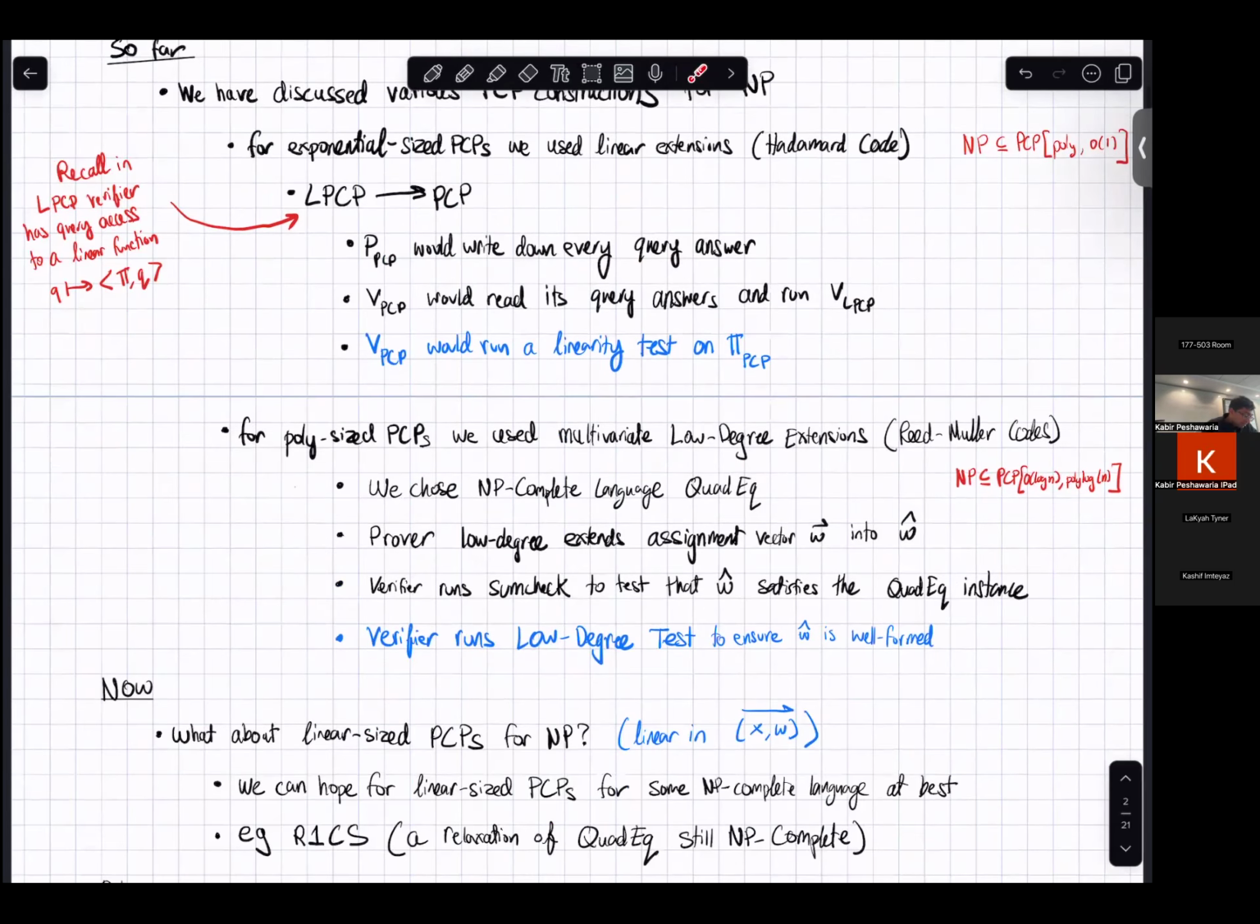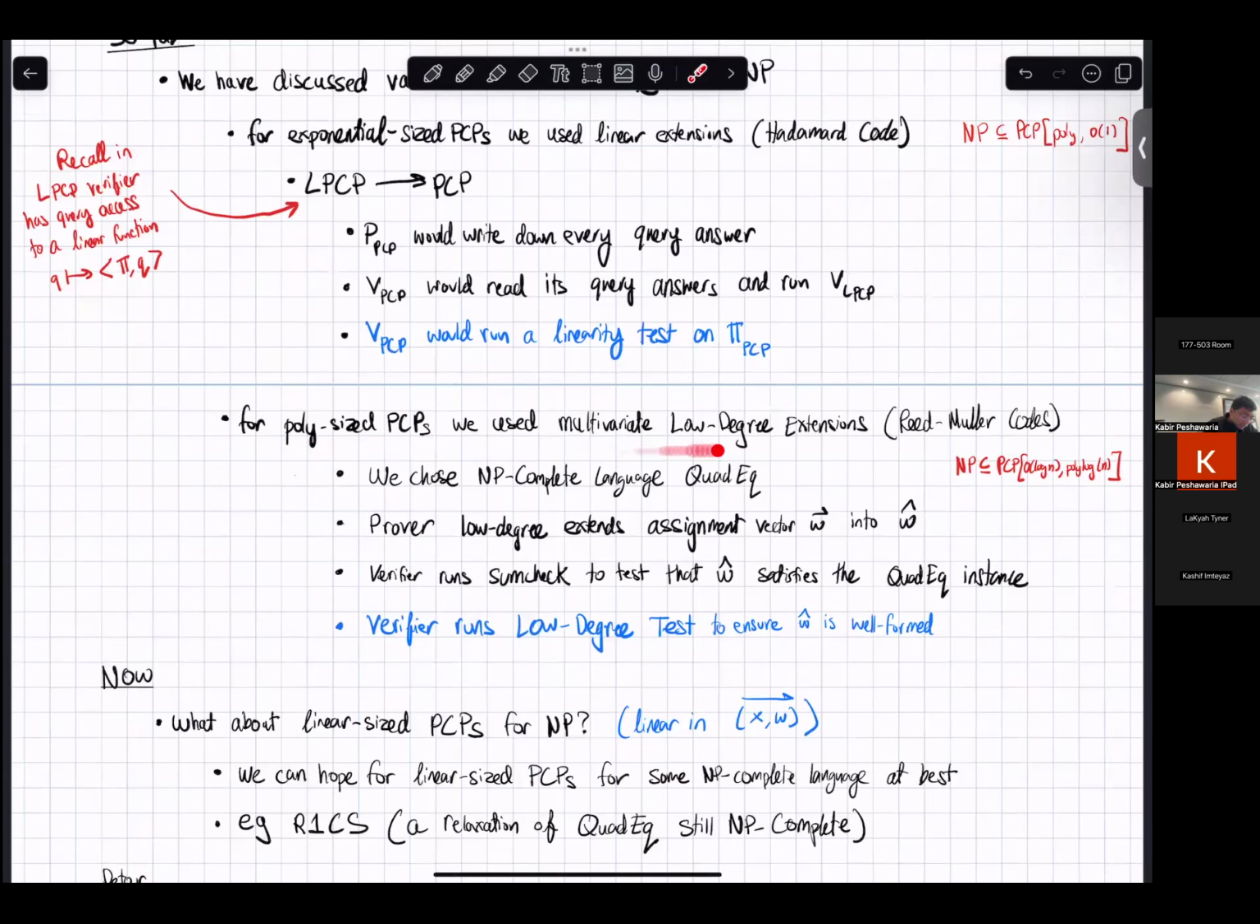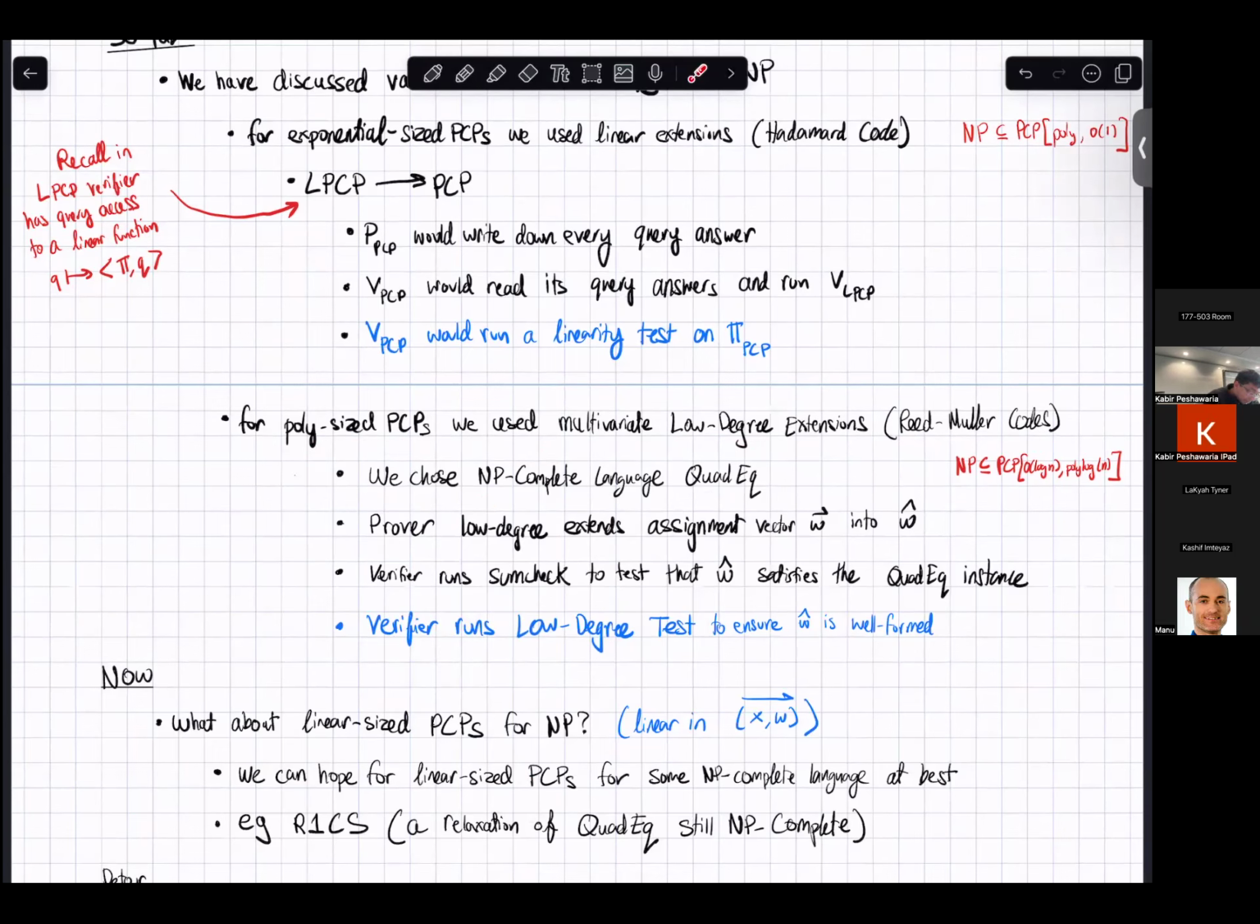Cool. For poly-sized PCPs, we use these multivariate low-degree extensions. Another way to talk about that are Reed-Muller codes. Just a quick recap of how we did that. We chose some NP-complete language. In this case, it was quadratic equations. And then the prover low-degree extends some assignment vector W into this W hat, let's call it, right? And W hat is now a multivariate polynomial. And then the verifier runs some check to test that this W hat satisfies the quadratic equation instance.